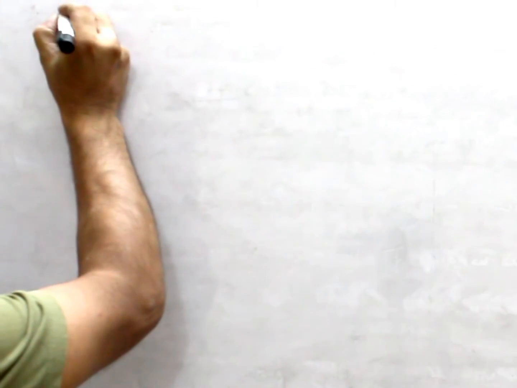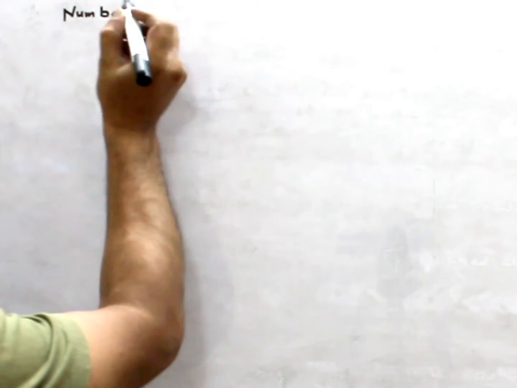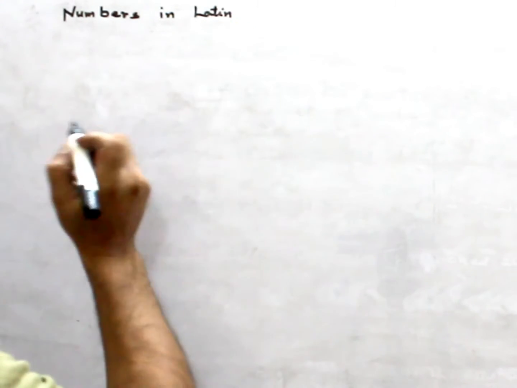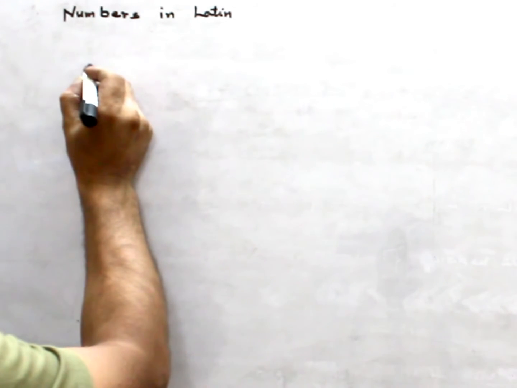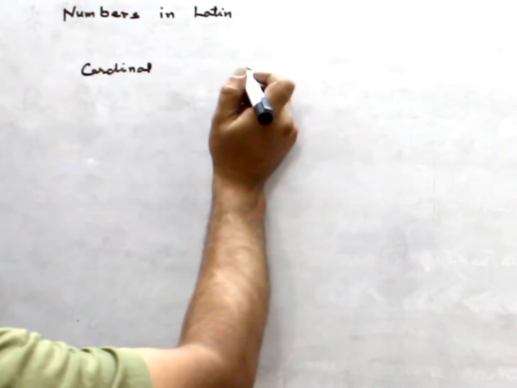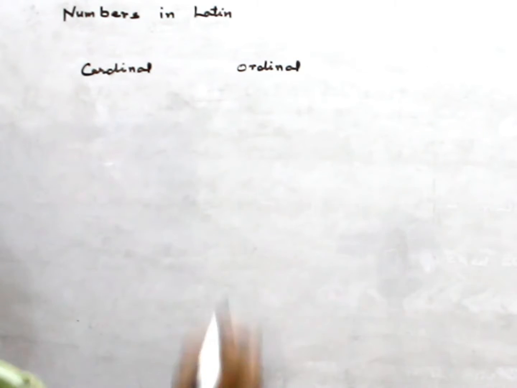Numbers in Latin. So we discuss numbers in Latin. There are two types of number. One we call cardinal and second we call ordinal. So the cardinal numbers in English are 1, 2, 3.